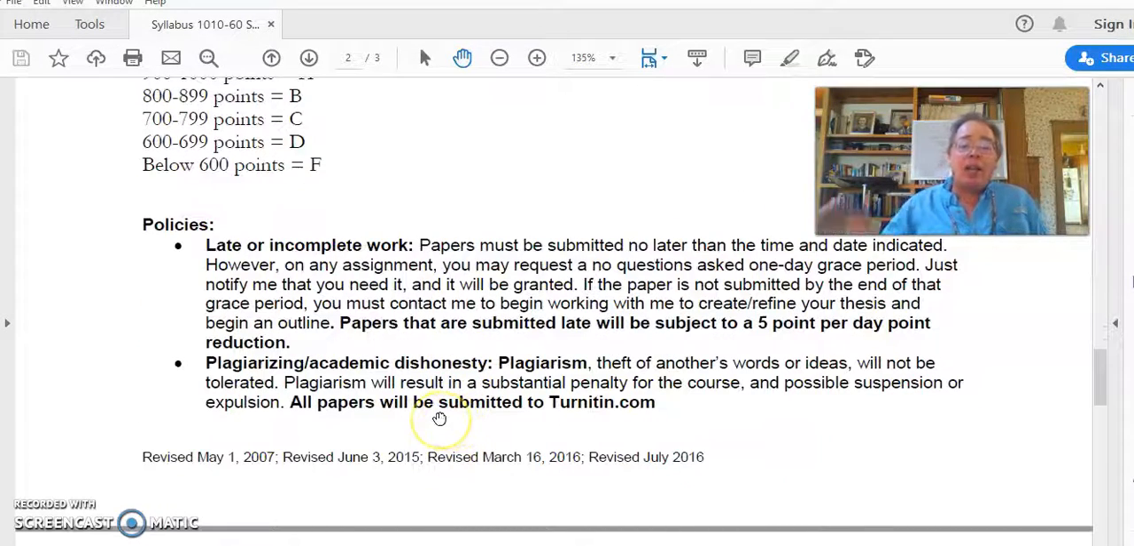Policies, late or incomplete work. I understand that sometimes stuff happens and you need a little bit of slack, and I am happy to provide that. I also know that this is a very fast-paced course in the summer. We're taking it in a 4-week block, and there is not as much wiggle room as there is in a longer semester-length course. So I have to balance things.